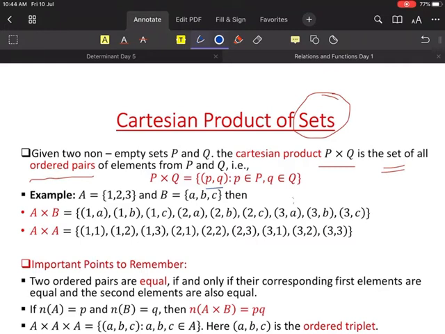Now you see, what I am doing is (1, a), (1, b), (1, c), (2, a), (2, b), (2, c), (3, a), (3, b), (3, c). Am I clear? Understood this one? Have you understood how we got this one?